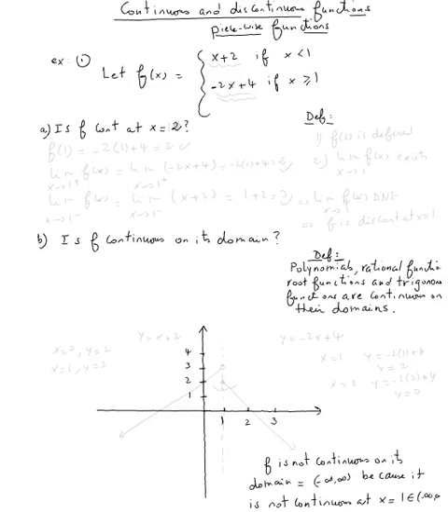This topic is about continuous and discontinuous functions, and the examples are about piecewise functions. So, example 1, let f of x equal x plus 2 if x is strictly less than 1, and f of x is equal to negative 2x plus 4 if x is bigger or equal to 1. And the question is, is f continuous at x equal 1, not 2?